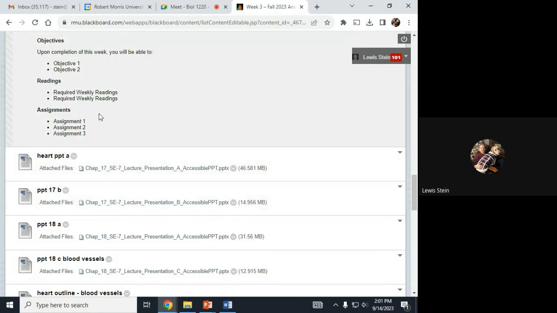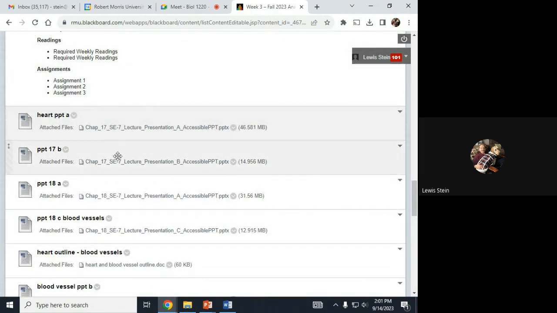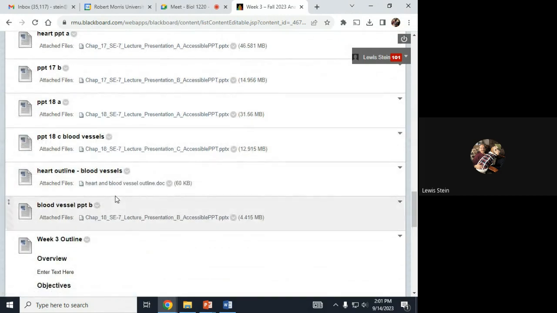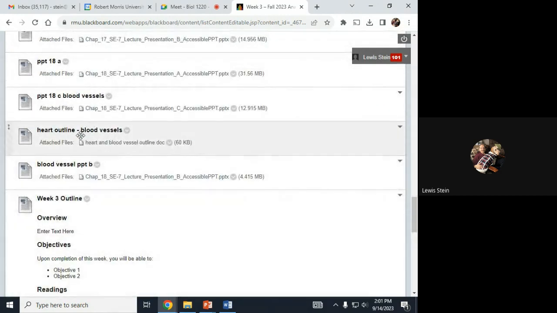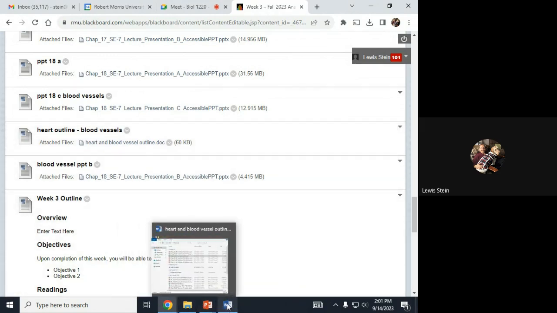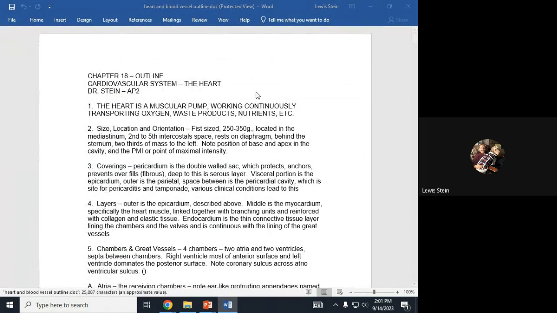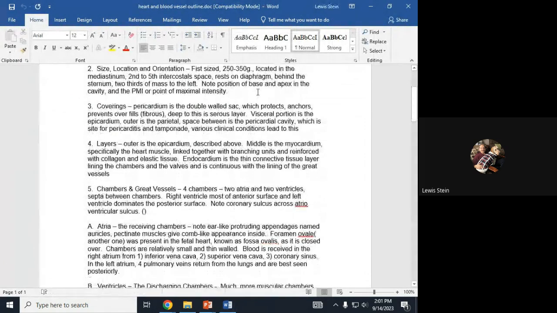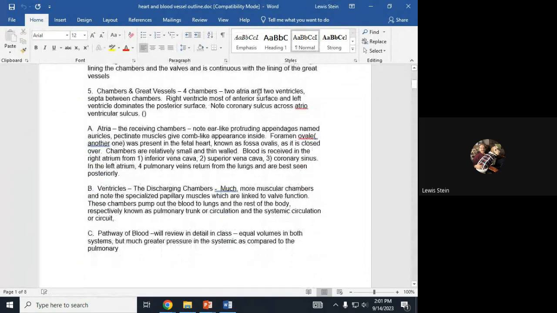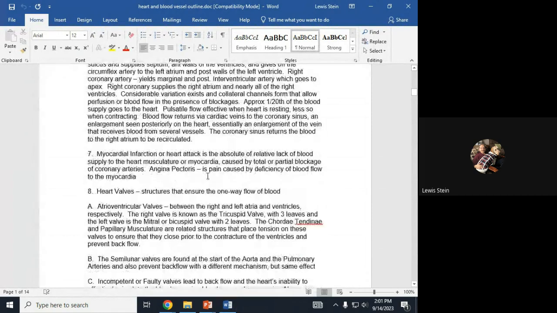So if you look at week 3 of the Blackboard, as you scroll down, you'll see the heart PowerPoints and the blood vessel PowerPoints. And interestingly, you will see the heart blood vessel outline, which was 2 separate outlines that I just put together for convenience, and here they are. This is yours to peruse. All the stuff I'll be telling you today, circulation from the coronaries.